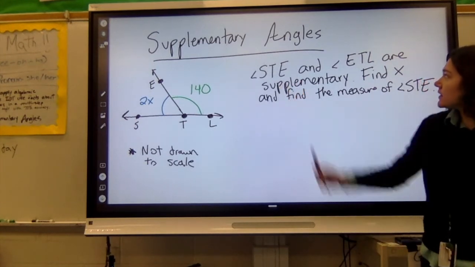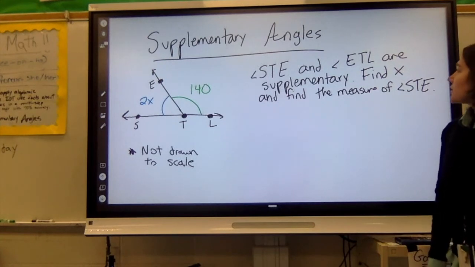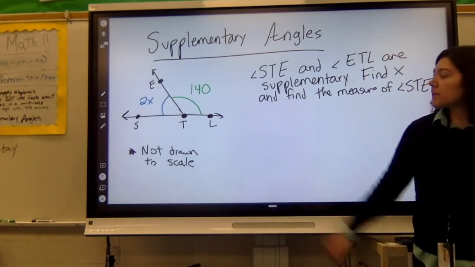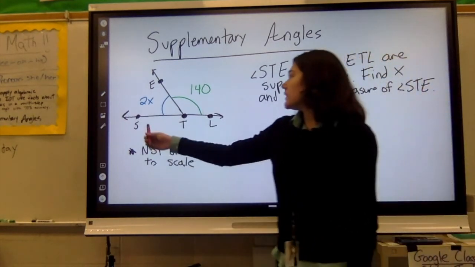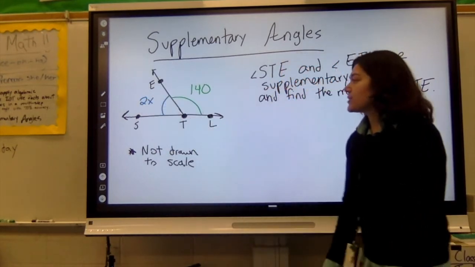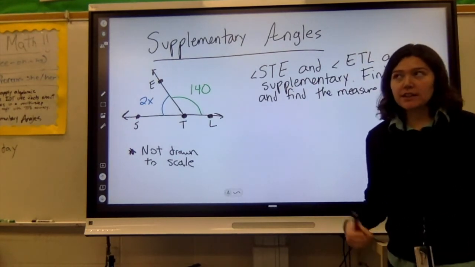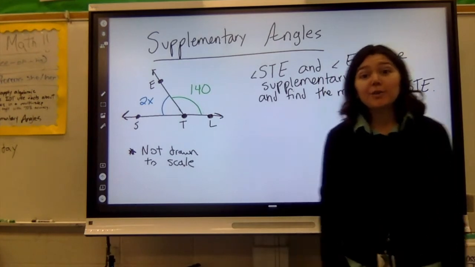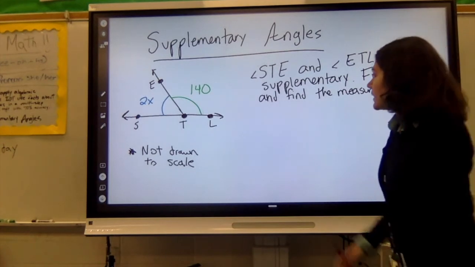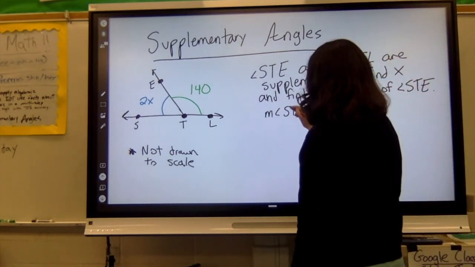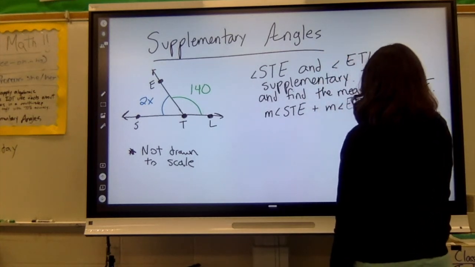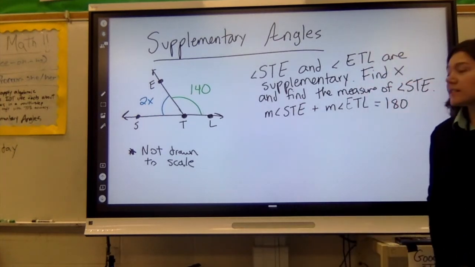So we have angle STE and angle ETL are supplementary. Find x, and then find the measure of angle STE. Looking at my diagram, I have STE, that's 2x degrees, and then ETL is 140 degrees. Since they're supplementary, and since our picture tells us we have a straight line, we know that they need to add up to 180 degrees. So I can write my equation by adding up the measure of STE plus the measure of ETL. That's going to have to equal 180 degrees since they're supplementary.